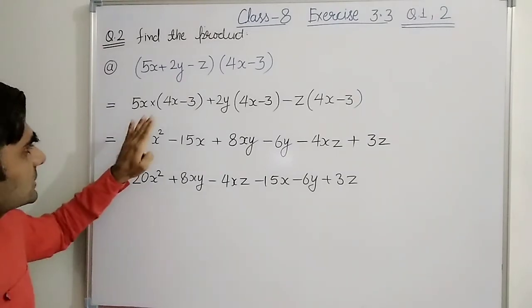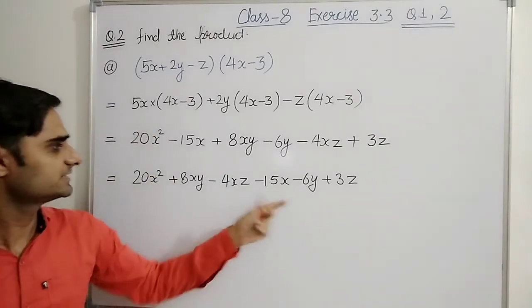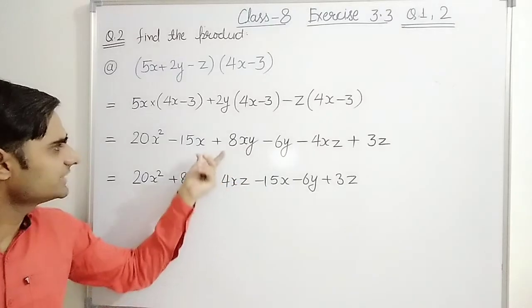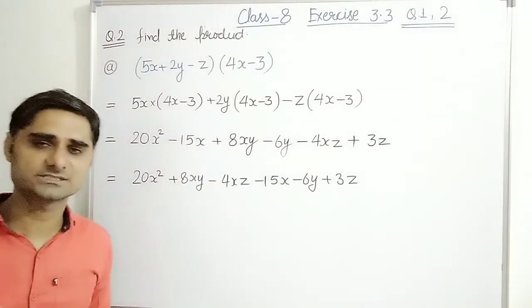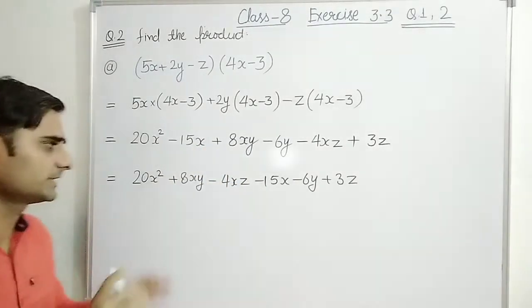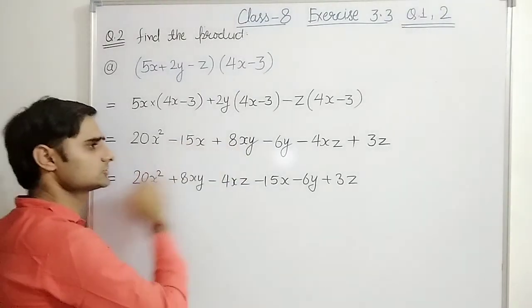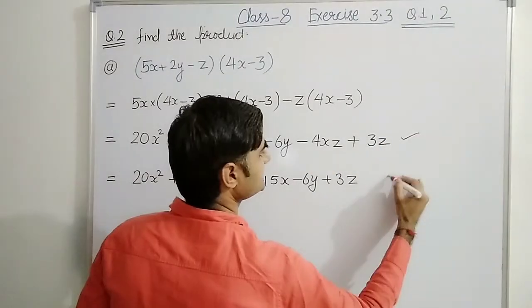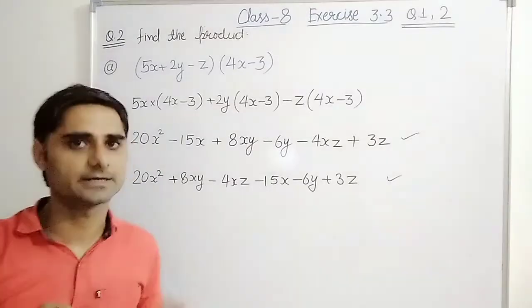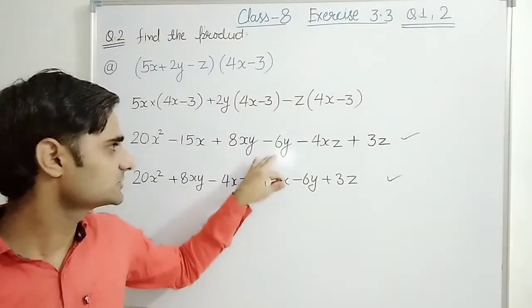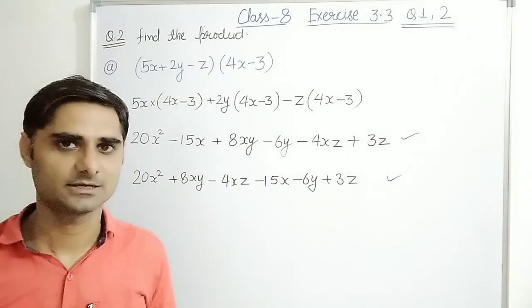Okay, so here 1 2 3 4 5 6 terms come. I have just changed this order, and we can change the order by the commutative property. So this is also correct, this one, and this is also absolutely correct. Okay, this much you will do, that is correct only, right?